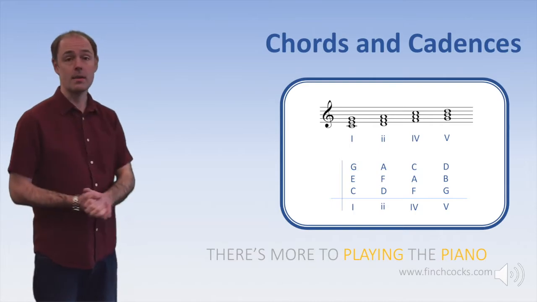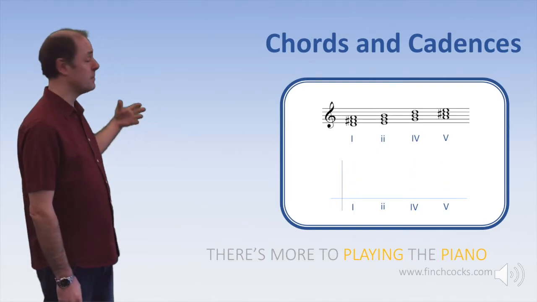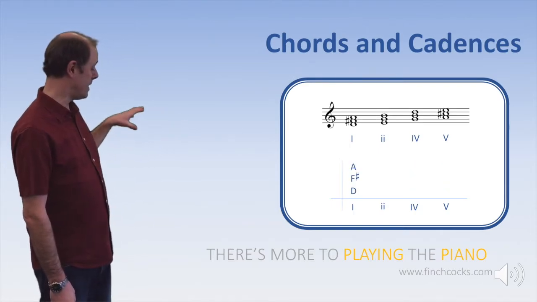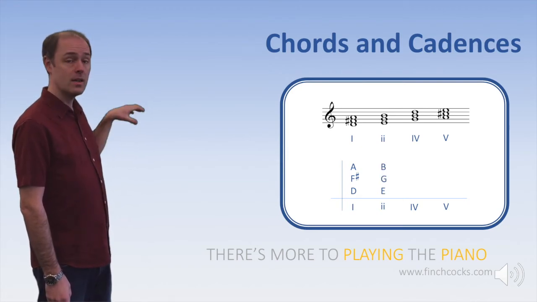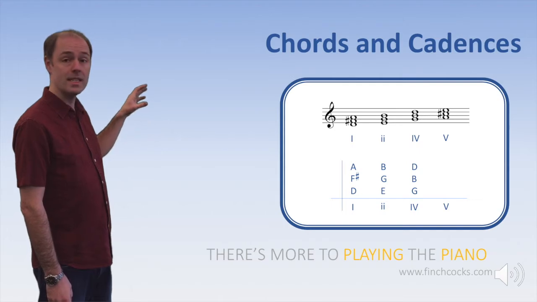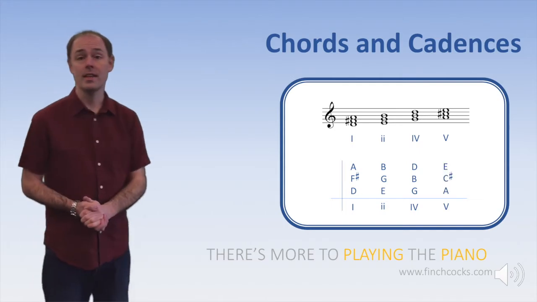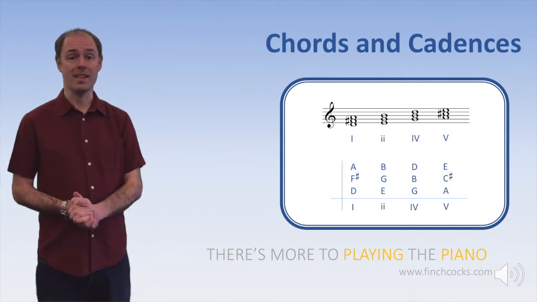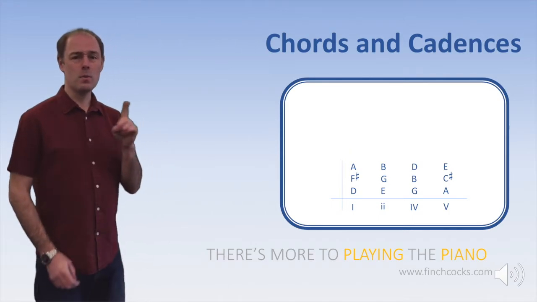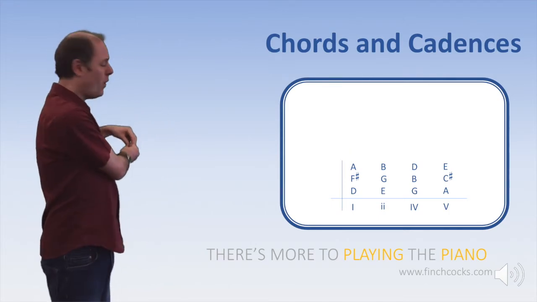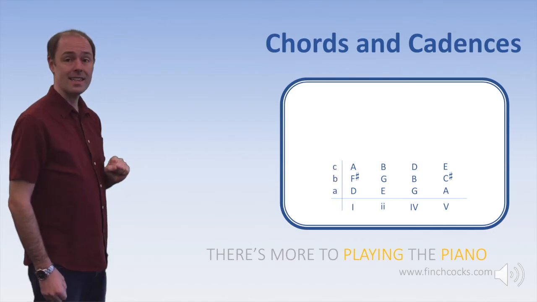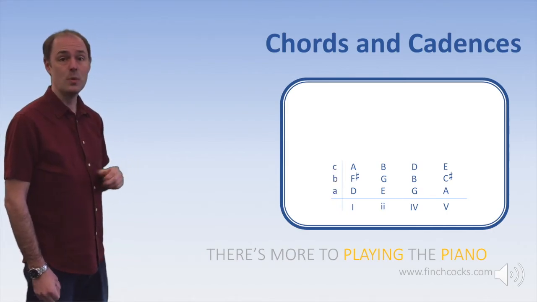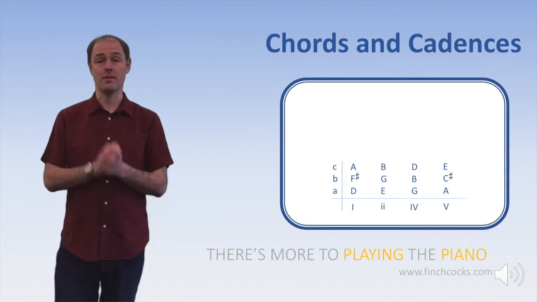Here's another chord table, this time in the key of D. Chord 1 is D, F sharp, A. Chord 2 is E, G, B. Chord 4 is G, B, D. And chord 5 is A, C sharp, E. I'm going to add one other thing to this chord table. I'm going to add a y-axis. A little A, a little B, and a little C, which helps us to define chords even more clearly.